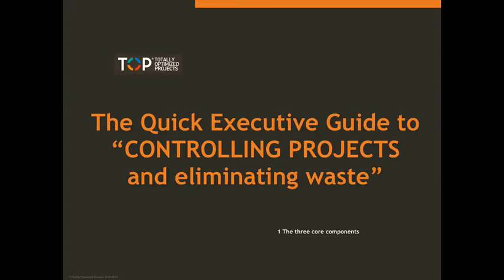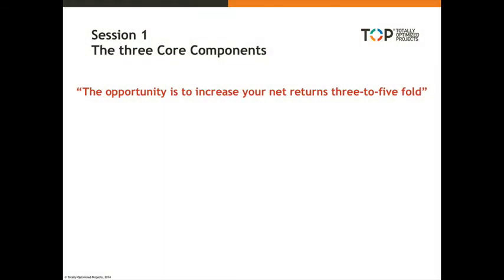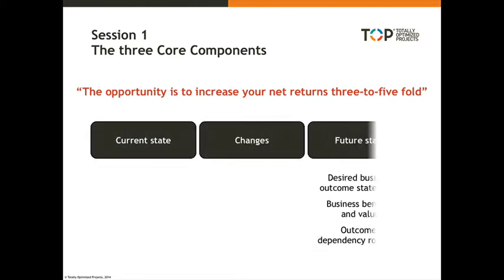Hi and welcome to this second session on controlling projects and eliminating waste. In the first session, we looked at what are the three core components, and then we looked at more detail at the future state, the need for the desired business outcomes, business benefits and value, and outcomes dependency roadmap.